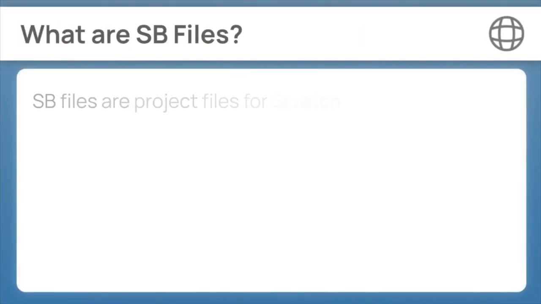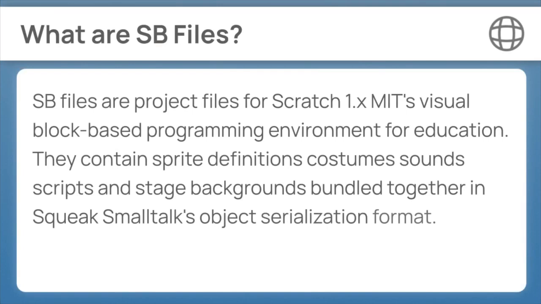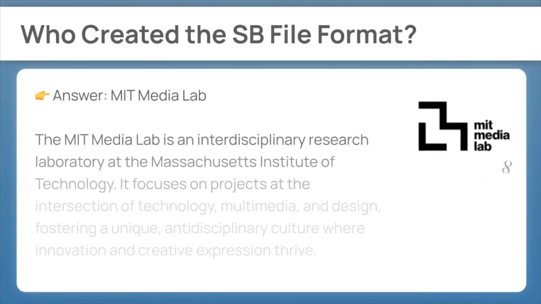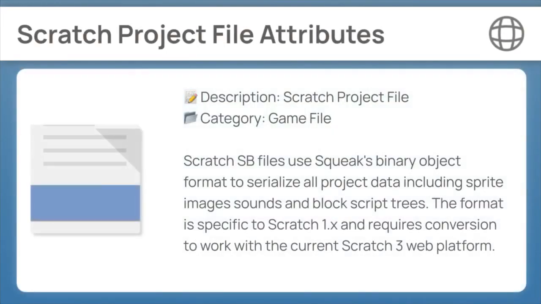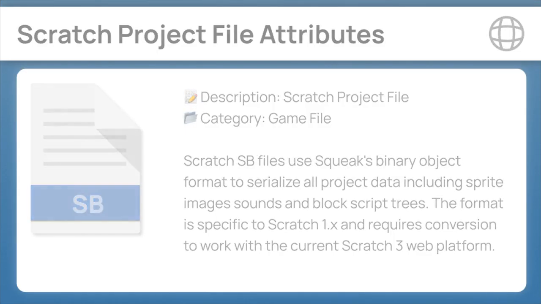SB files are project files for Scratch 1.x, MIT's visual block-based programming environment for education. They contain sprite definitions, costumes, sounds, scripts, and stage backgrounds, bundled together in Squeak Smalltalk's object serialization format. Scratch SB files use Squeak's binary object format to serialize all project data, including sprite images, sounds, and block script trees. The format is specific to Scratch 1.x and requires conversion to work with the current Scratch 3 web platform.